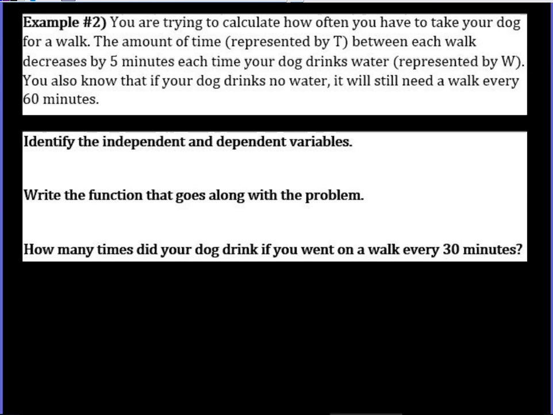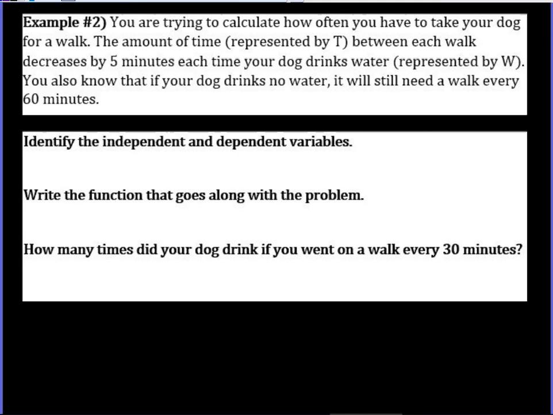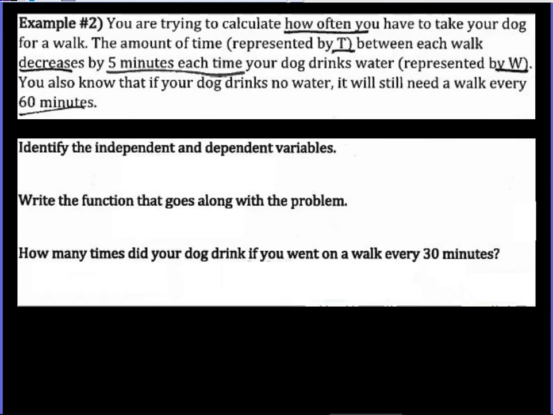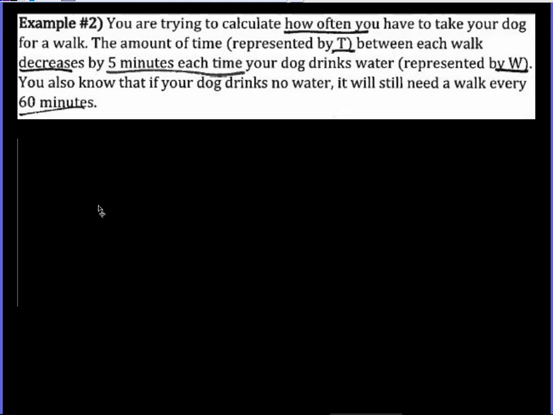Okay, so there's a lot to get together, just like last time. So we're going to use that same idea, and we're going to use our active reading skills. To do that, again, I'm going to underline each of the parts that I need. So when it says how often, it's going to be asking for a time, because it's a frequency. It's saying how long does it take between each walk.